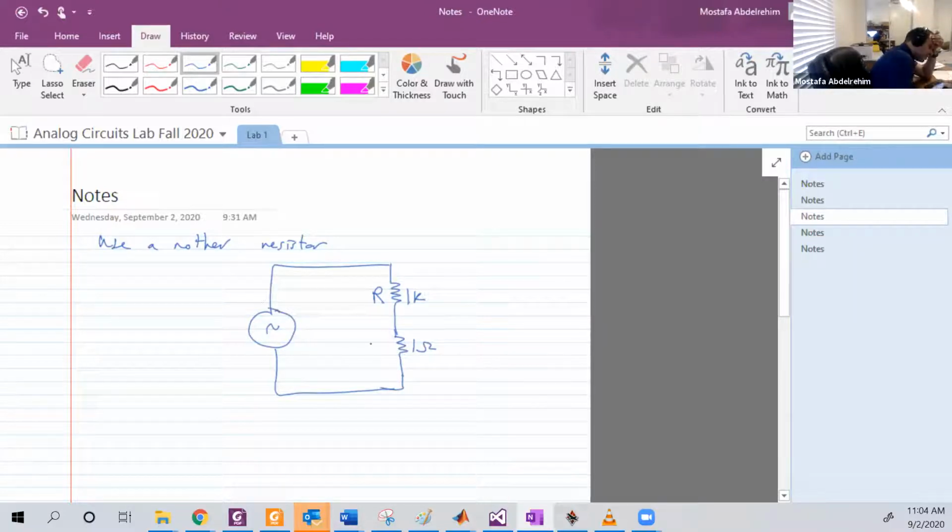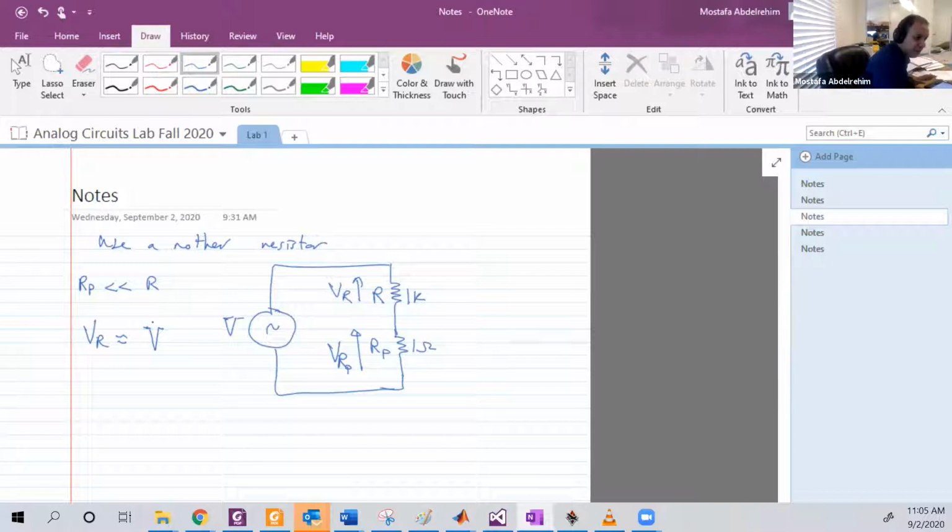Let's call this RP, for example, whatever. Since RB is much smaller than R, most of, if we call this VR, and if we call the voltage here VRB, VR will almost equal V, and VRB will be negligible, okay?